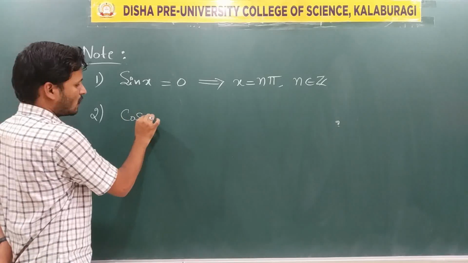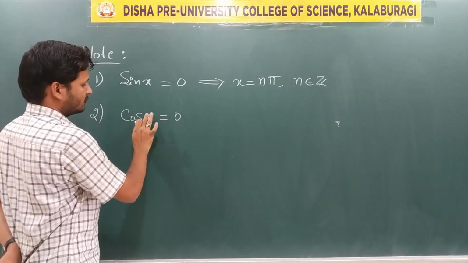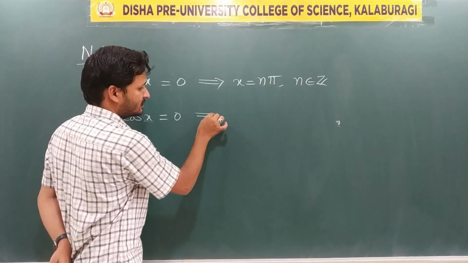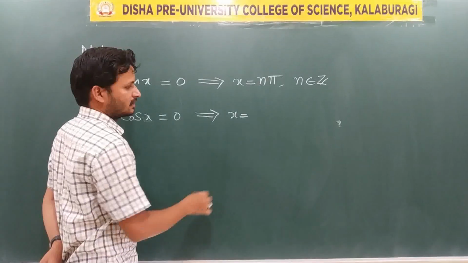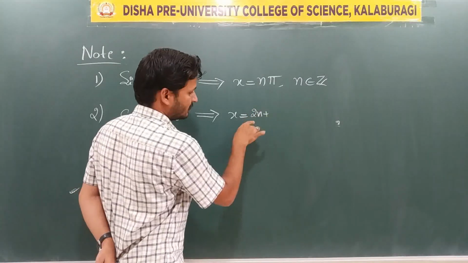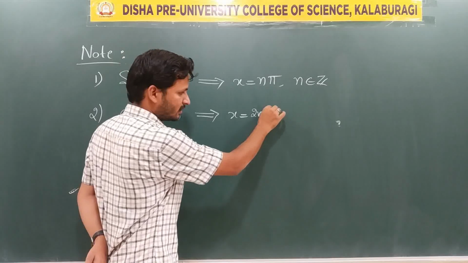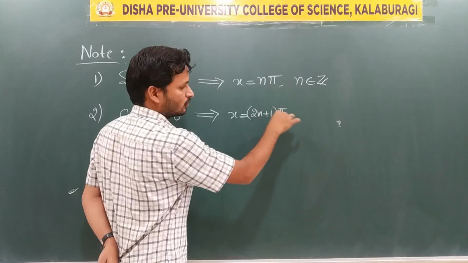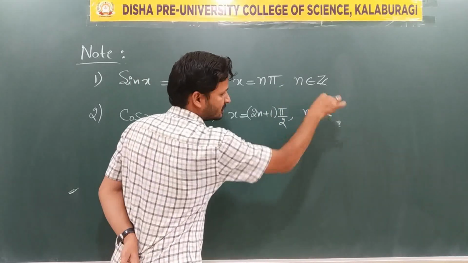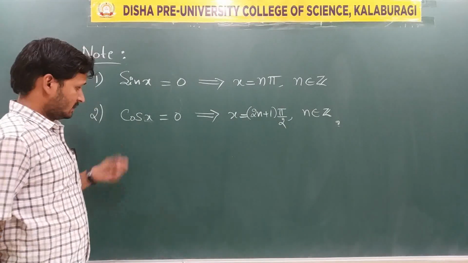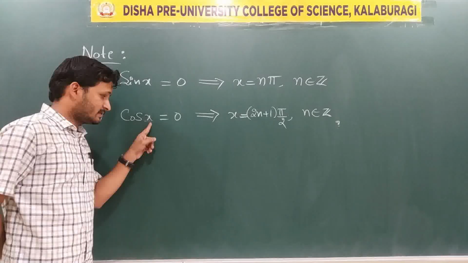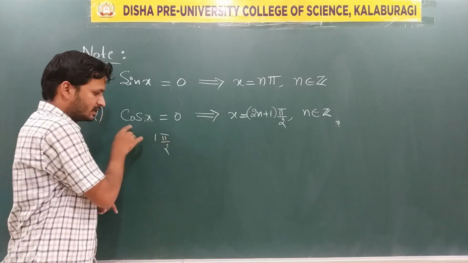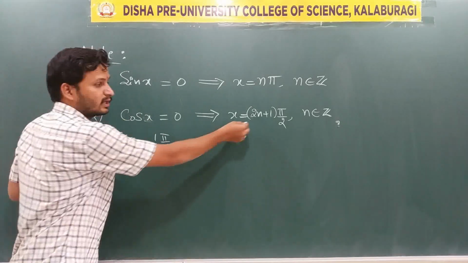Similarly, the second one: cos x is equal to 0. For what values of x is the cos function 0? The angle x is an odd multiple of pi by 2, where 2n is an even number and 2n plus 1 is an odd number, and n belongs to the set of integers. That is, x is 1 into pi by 2, so cos of pi by 2 is 0.